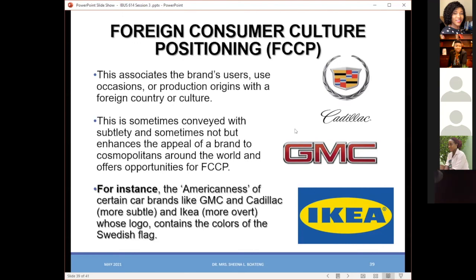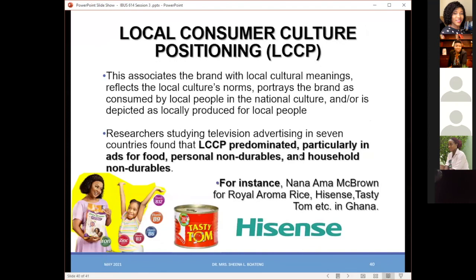However, for those people who are not very exposed to this global consumer culture or foreign consumer culture, they ascribe to what we refer to as the local consumer culture. And for brands that associate with this, they are all about local cultural meanings and their brands reflecting the norms and the values of the local culture from which they originate, or the local culture of the people that they are trying to sell to.